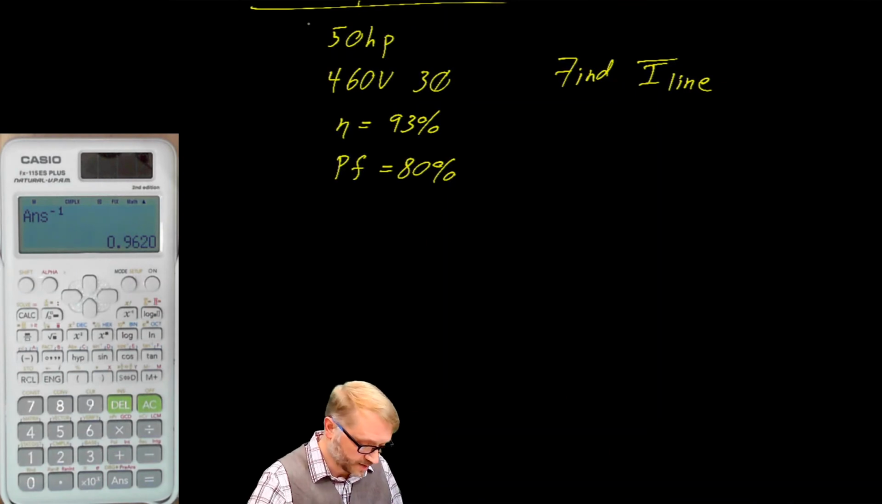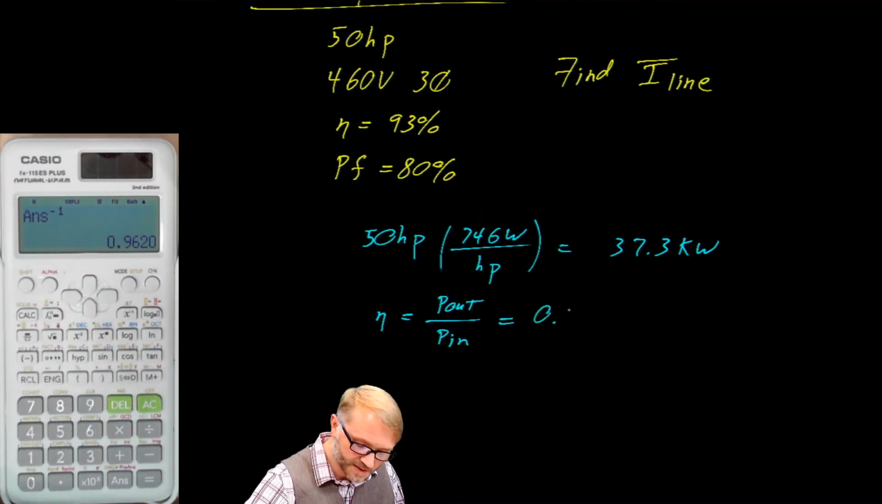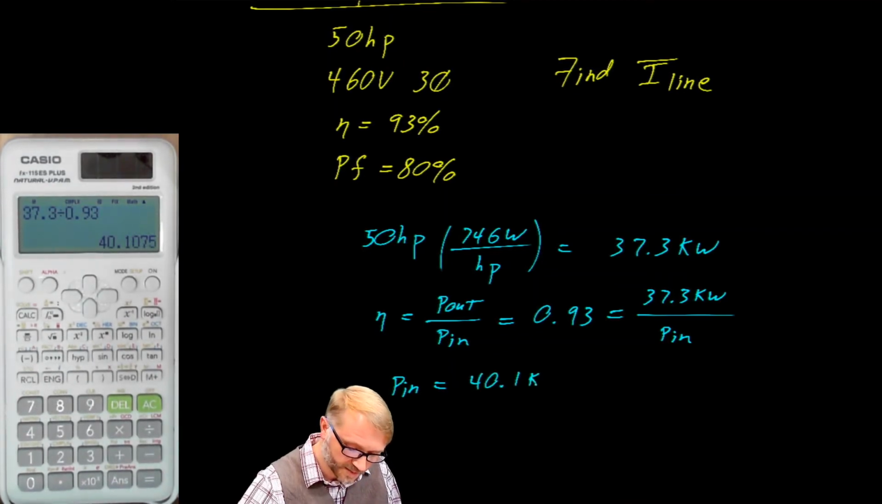Starting with the output power, say 50 horsepower, we multiply that by 746, which tells us that power out is equal to 37.3 kW. Efficiency is equal to power out over power in. So that's 0.93 is equal to 37.3 kW over power in. Our power in is 37.3 divided by 0.93. So that's about 40.1 kW.